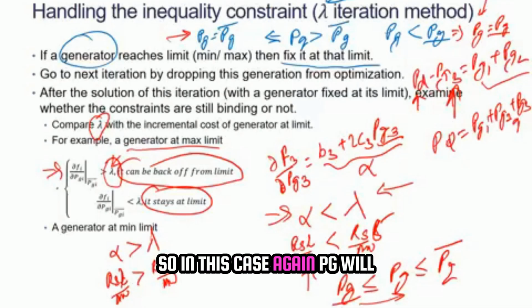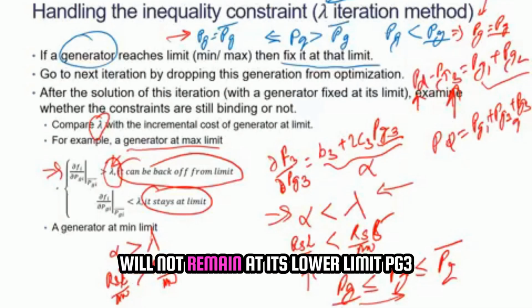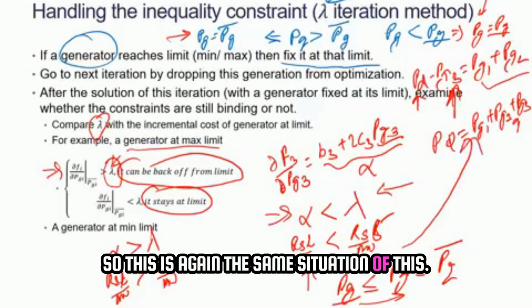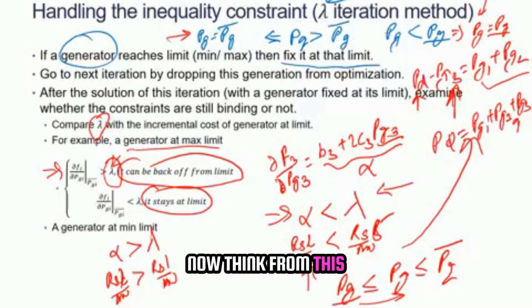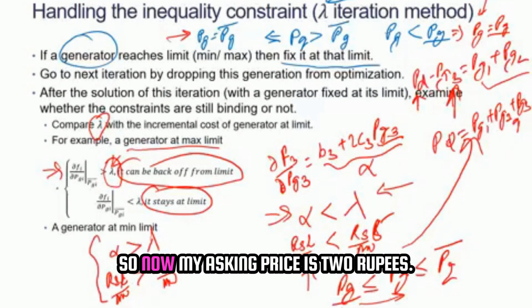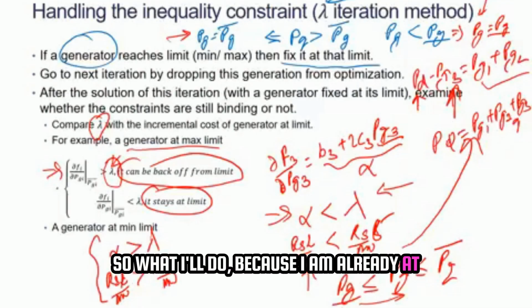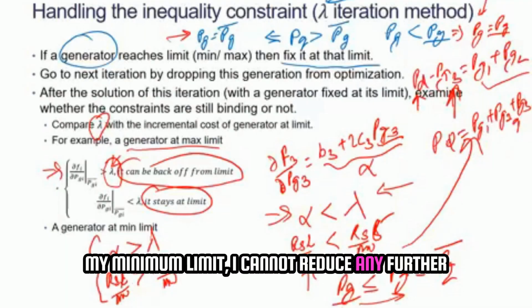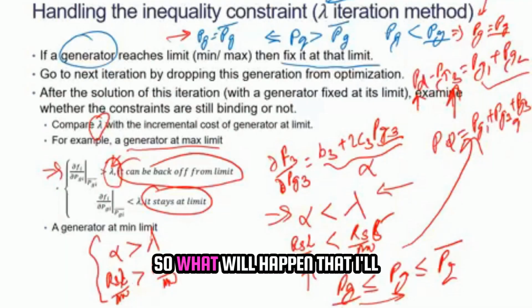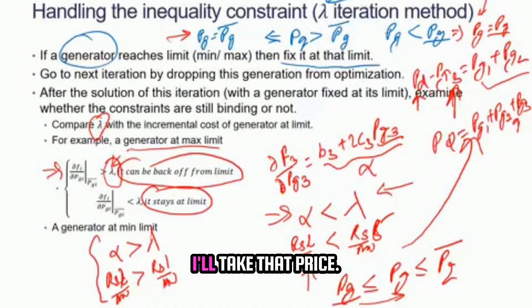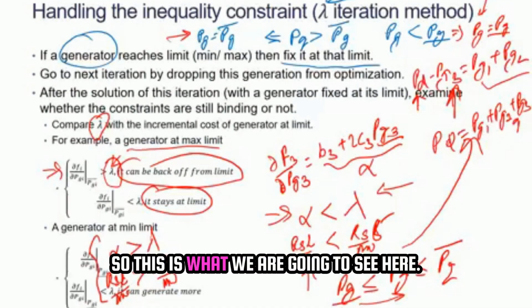So in this case, again, PG will not remain at its lower limit PG3 and it will become a variable. So this is again the same situation. Now think from this that alpha is greater than lambda. So now my asking price is 2 rupees, but the system operator is giving me just 1 rupees per megawatt. So because I am already at my minimum limit, I cannot reduce any further to match this price. So I'll always remain at my lower limit, and whatever the generator is offering, I'll take that price, right? So this is what we are going to see here.